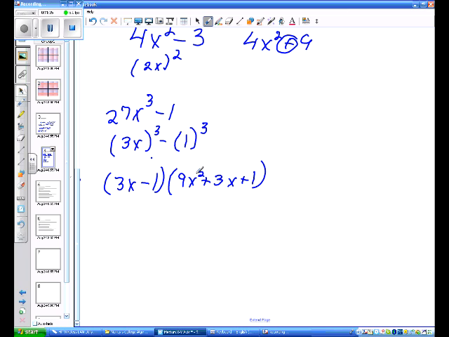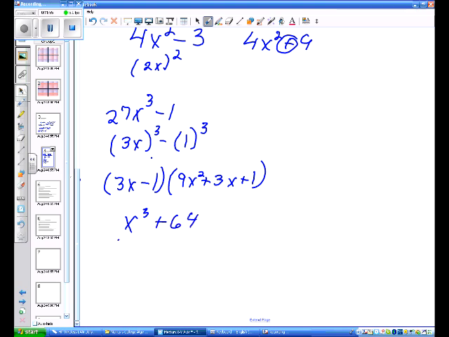Now, even though this still has an exponent, you will never be able to factor this part again. It will not be a trinomial that would factor. Let's look at a different one. Let's take x cubed plus 64.